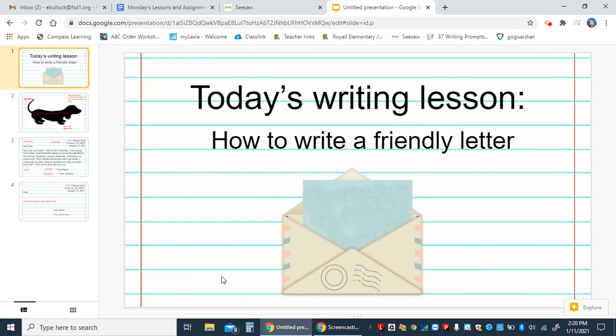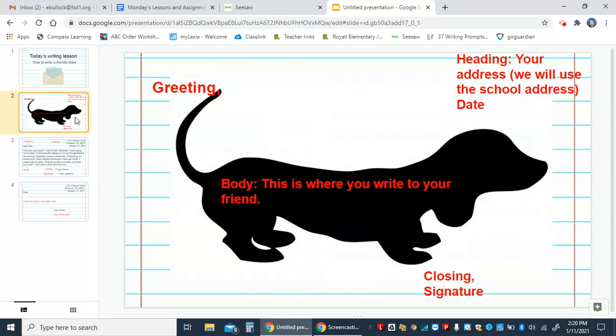Hey boys and girls, today for your writing lesson, we're going to learn how to write a friendly letter. We probably wrote letters at Christmas time. You probably wrote a letter to Santa in your classroom, maybe, to tell him some things that you would like for Christmas. But that's probably the only time that we have worked on letter writing in first grade. So I want you to pay really close attention to my lesson today, okay?